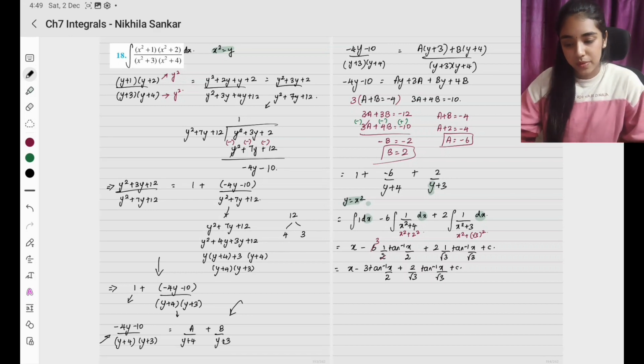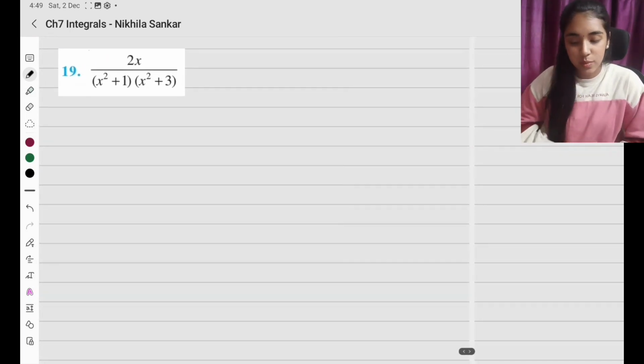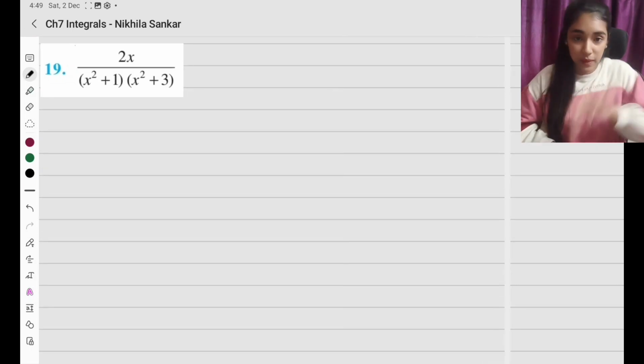Now, question number 19. This is 2x divided by x square plus 1 times x square plus 3. So what am I going to do? I am going to substitute for x square. I cannot substitute for x square plus 1 and x square plus 3.